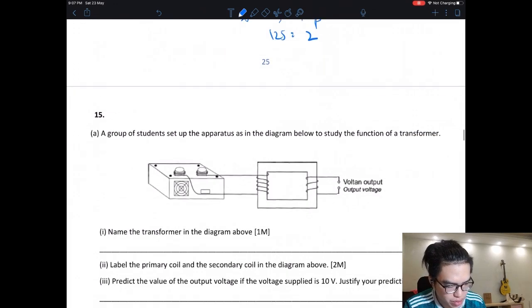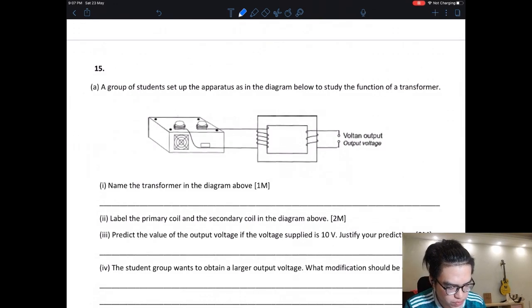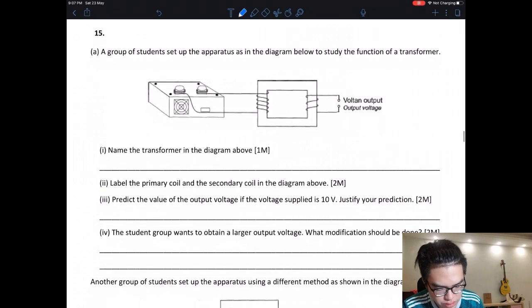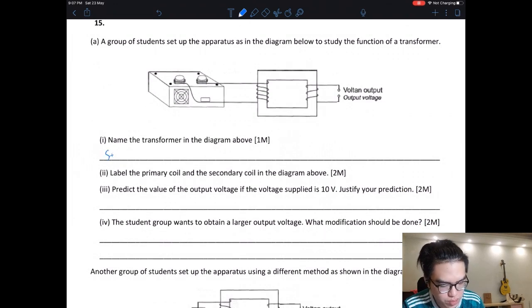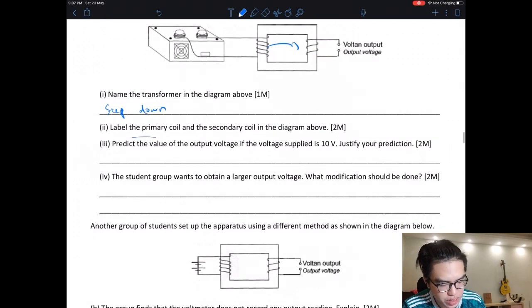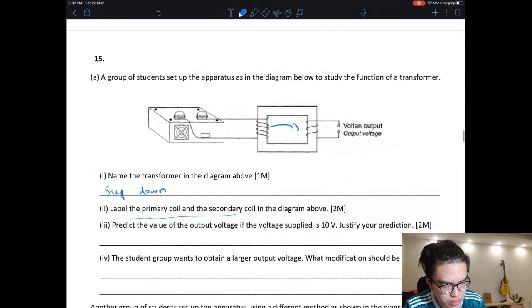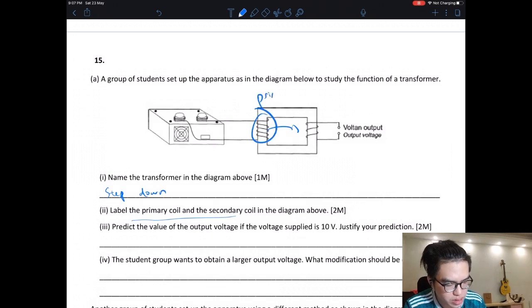Okay, so apparatus to study the function of transformer. This is a step down, because the turns is becoming less. Label the primary coil and secondary coil. So this is my primary. This is my secondary.